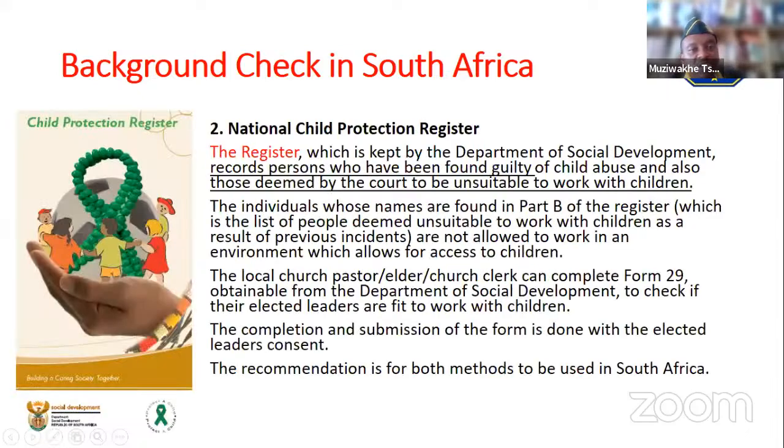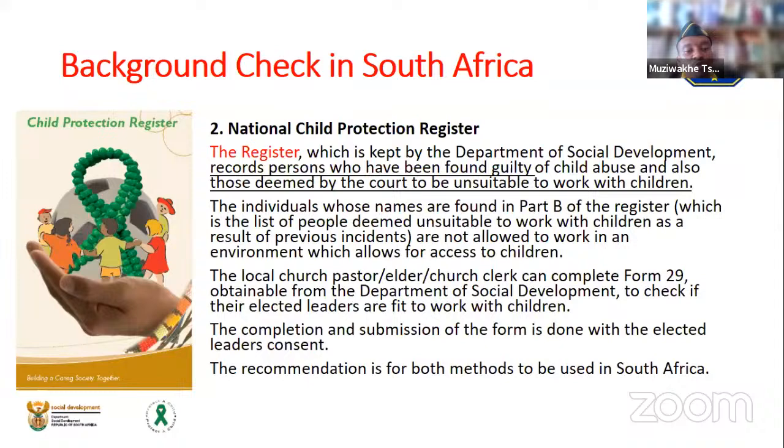And now, with regards to the background check in South Africa, we need to note, leaders, that there is a National Child Protection Register, and this register is kept by the Department of Social Development. Within this register, there are records of persons who have been found guilty of child abuse, and also persons deemed by the courts to be unsuitable to work with children. When we have access to this register, we need to check Part B, which will list all people deemed unsuitable to work with children as a result of previous incidents.